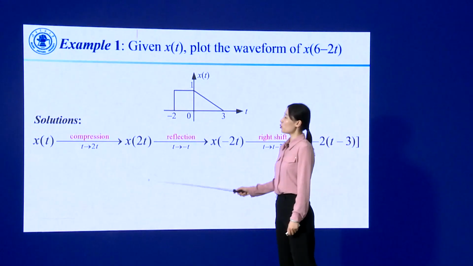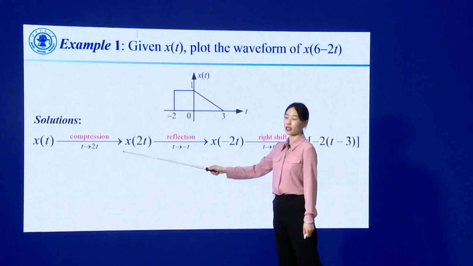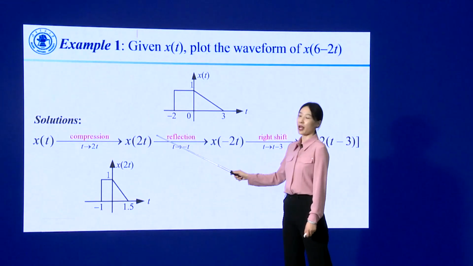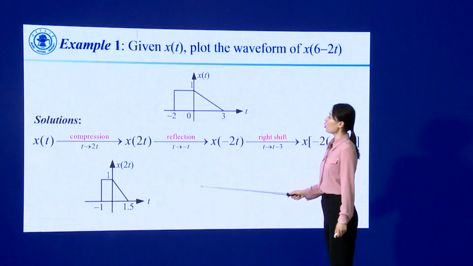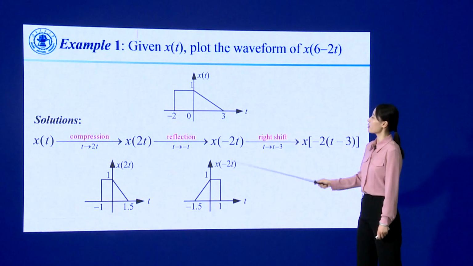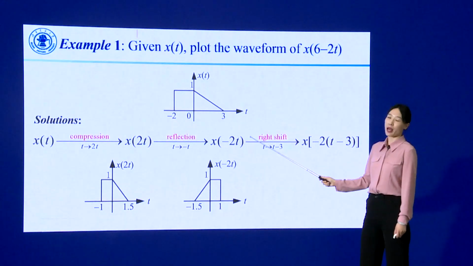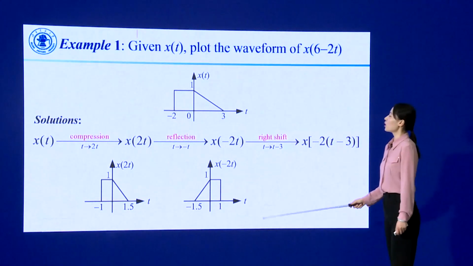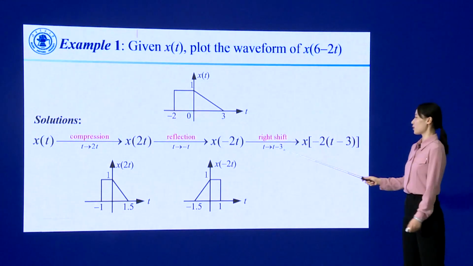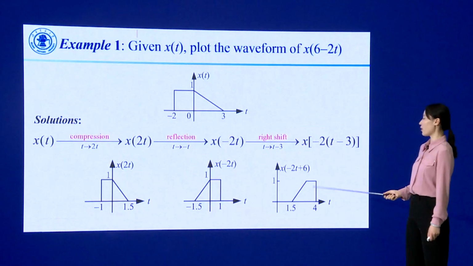We first do 2 times compression on this signal and we get x(2t). And then we do the time reflection operation and we get x(-2t). Finally, we shift this signal to the right by 3 and we get the final result.